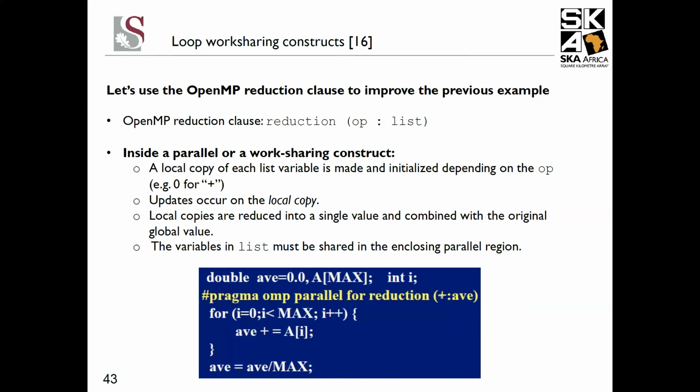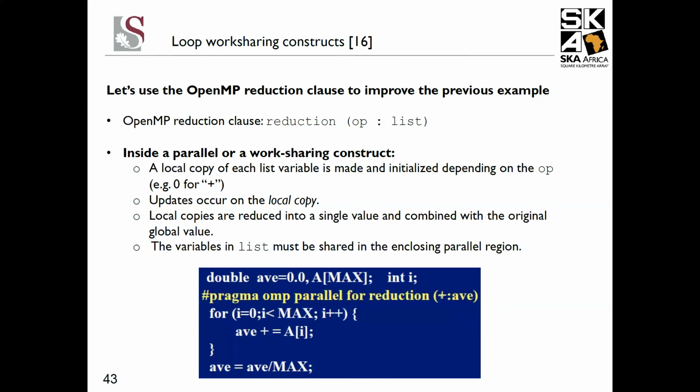So inside of the parallel for work-sharing construct, what OpenMP does is make a local copy for each of the variables mentioned in this reduction list. So average, in this case, has a local copy made of it, and it's initialized depending on the operator. If it's a plus, it gets initialized to 0. Then the updates occur on the local copy by each of the threads, because remember, one critical thing is we want to avoid race conditions. So the local copies are then reduced into a single value and combined with the original global variable. So we get our reduction, or summation.